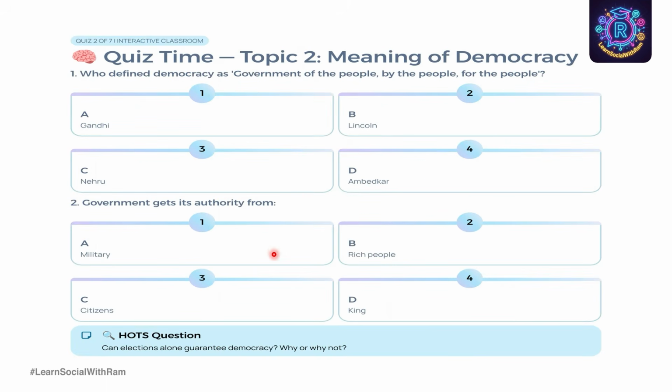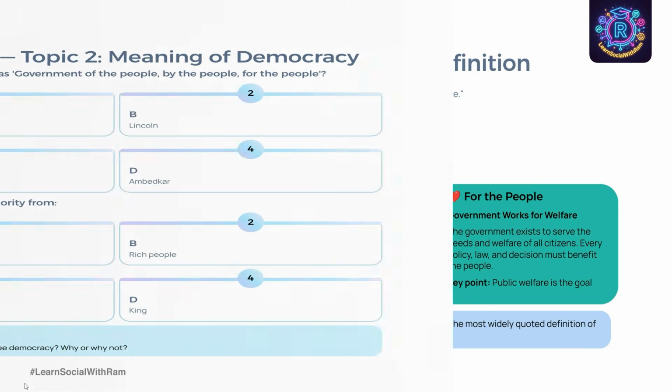Now let us try to answer the 2 quiz questions. Please do comment down the answer in the comment section. Who defined democracy as government of the people, by the people, for the people? Option A, Gandhi. Option B, Lincoln. Option C, Nehru. Option D, Ambedkar. The second question is, government gets its authority from option A, military. Option B, rich people. Option C, citizens. Option D, king. And you can also comment down the answer. Can elections alone guarantee democracy? If yes, why? If no, why not? Please do comment down the answer in the comment section.